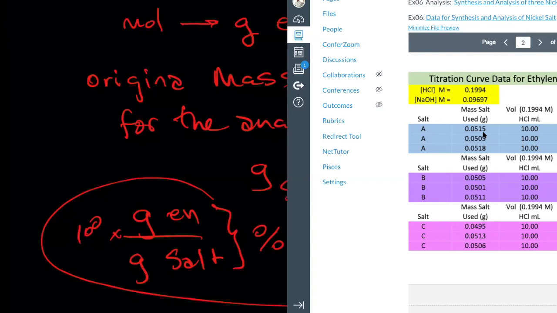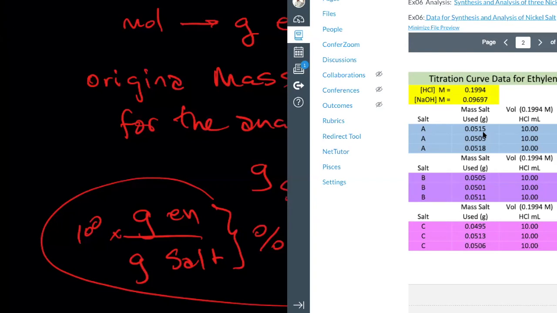And why do you need percent? Because the percentage will tell you what portion of that chemical is ethylene diamine. You need to remember this value right here, okay? So that's the ethylene diamine analysis. We're not done. We still have to do the nickel analysis.